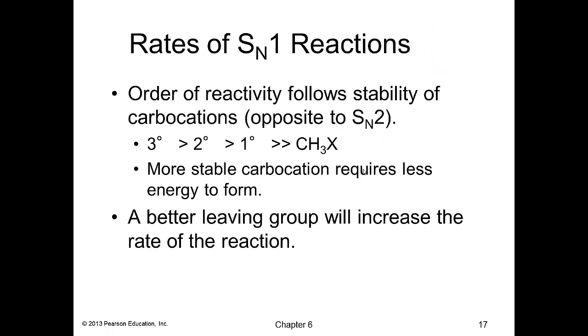Okay, and the order of reactivity, when you look at the structure of the alkyl halide, is going to be opposite to SN2. So in this case, a tertiary alkyl halide would be more likely to react through an SN1 mechanism compared to a primary or just a methyl halogen derivative.